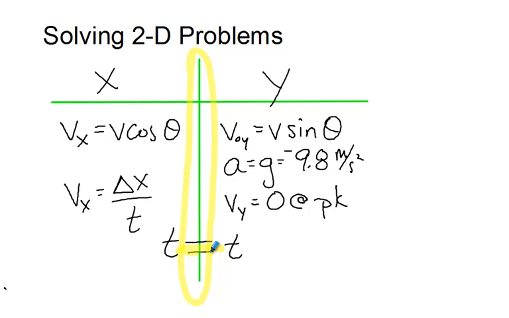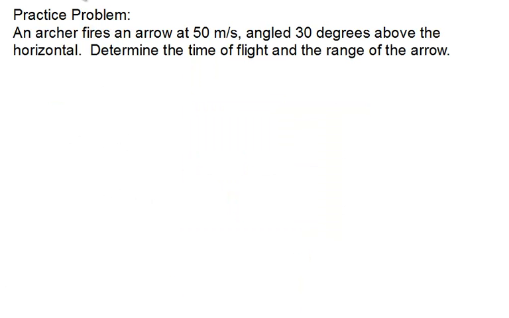All right, so we've looked at this. We've set up the table. Like I said, it is a mistake to not use the table. It will help you keep your thoughts organized and help you solve problems correctly. So now let's actually solve a problem. Okay? An archer fires an arrow that's at 50 meters per second, angled 30 degrees above the horizontal. Determine the time of flight and the range of the arrow.